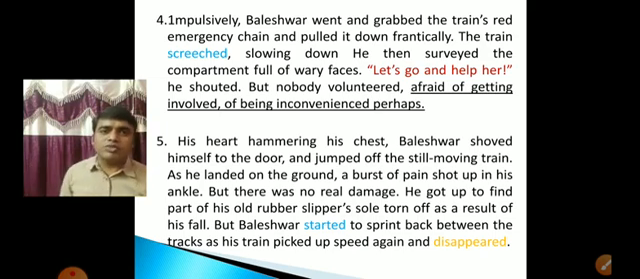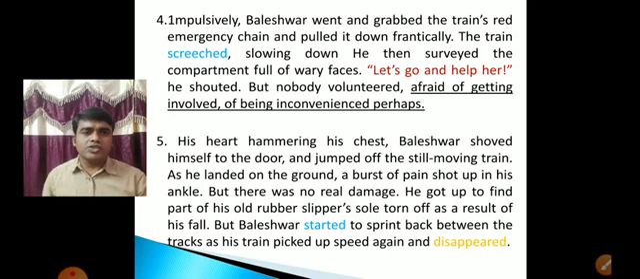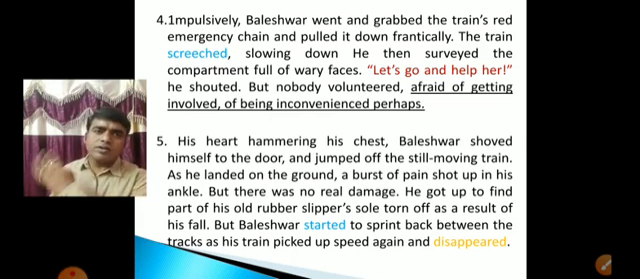The train which was stopped when he pulled the chain, children, that again got speed and started to move, and after a few minutes it disappeared. Appeared, disappeared, opposites. You can get the opposites there, children. Started to sprint in the sense very fast. Opposite of appear, disappear, children. The train started moving, children.